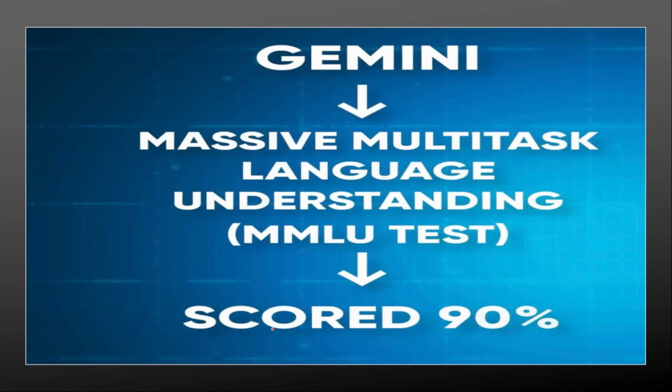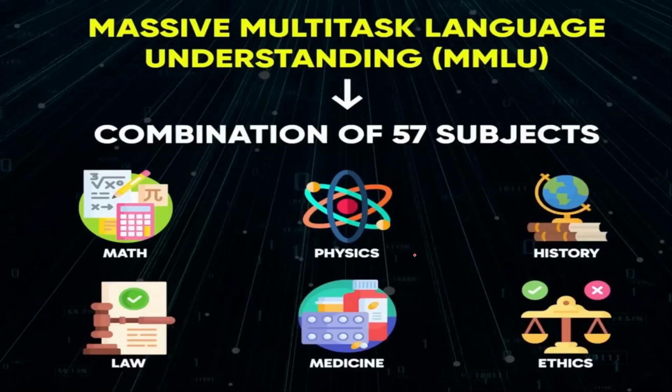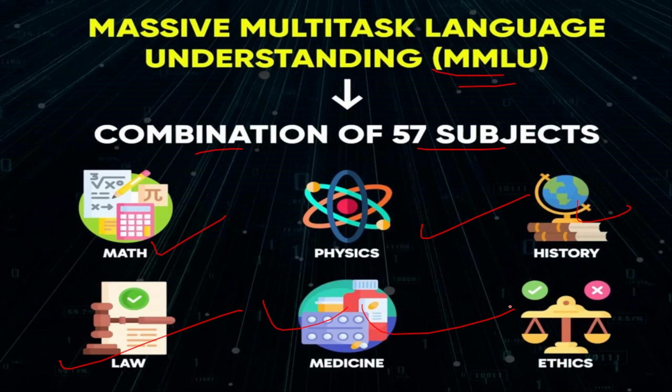So the first difference is based on one test named Massive Multitask Language Understanding, which is also known as the MMLU test. What is this MMLU, you will ask me? Let me explain. When 57 subjects get combined, then the test is known as Massive Multitask Language Understanding, which is MMLU. Then what type of subjects are under this? Let me tell you: maths, physics, history, law, medicine, ethics, and many more. When you go to Google and search about the MMLU test and how many subjects are inside it, you will get the perfect data.